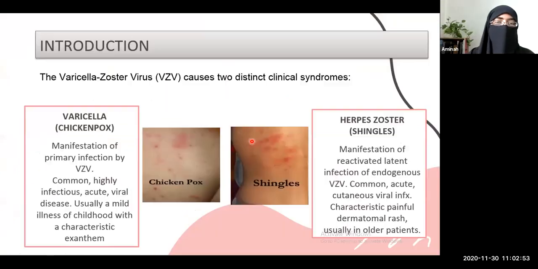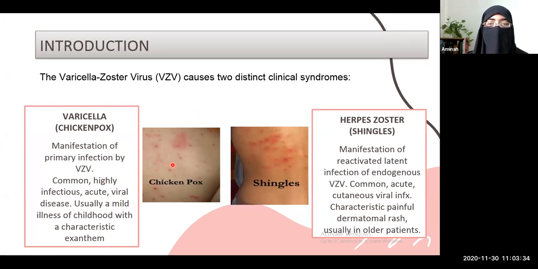Right, so let's begin. Varicella and herpes zoster are two distinct diseases caused by the same virus. When a host is infected for the first time with the virus, the primary infection will manifest as varicella, commonly called chickenpox. It's a common, highly contagious disease, which usually manifests as a mild illness of childhood. It has a characteristic exanthem, which is a vesiculopustular rash. After recovery from this infection, usually the host will have lifelong immunity against symptomatic reinfection.